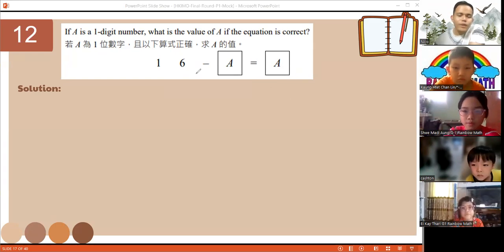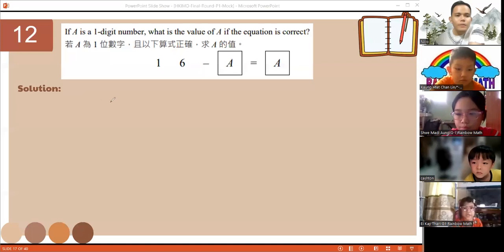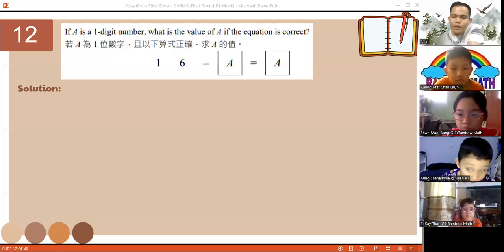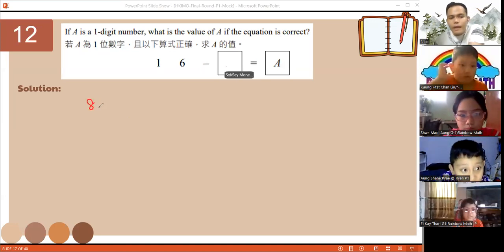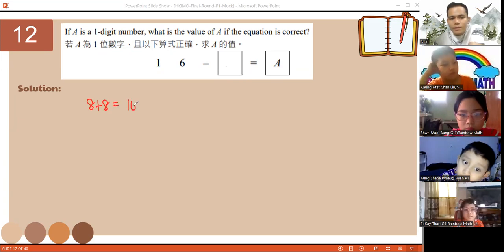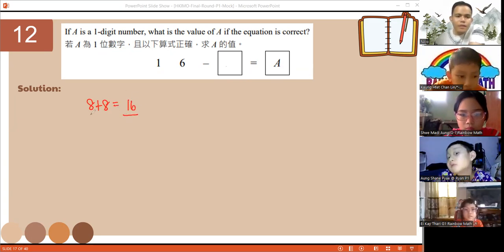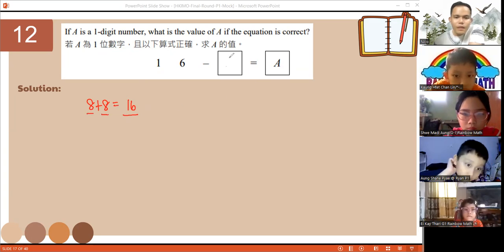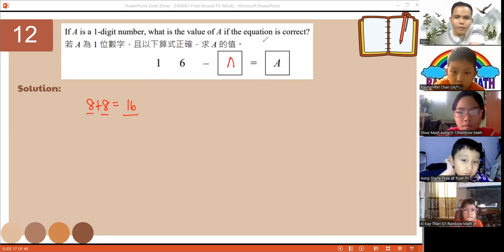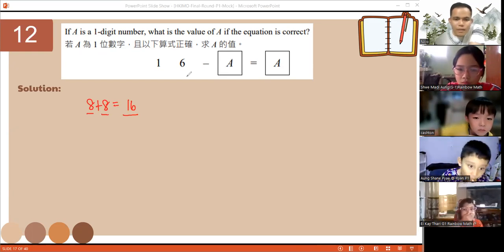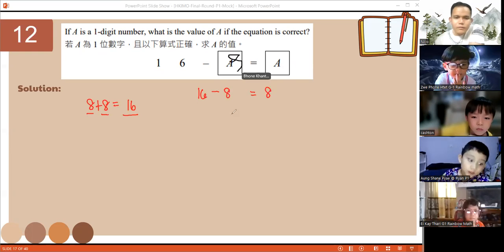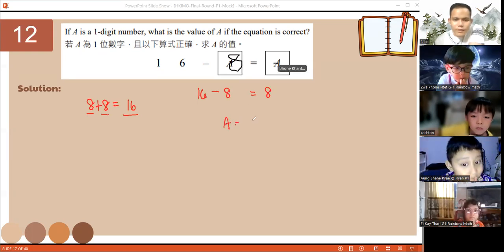16 divided by 2 is 8. Very good. So meaning you should find two numbers that when you add them will result to 16. Since 8 plus 8 is equal to 16, then 16 minus 8 equals 8. So the answer for A here should be 8.